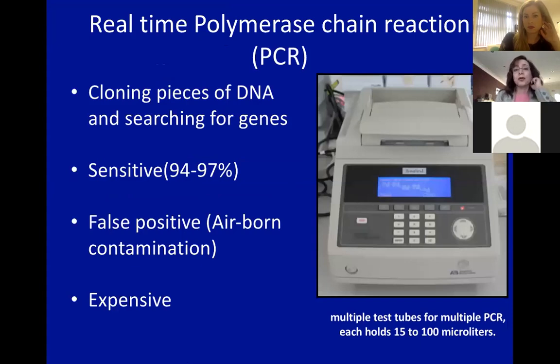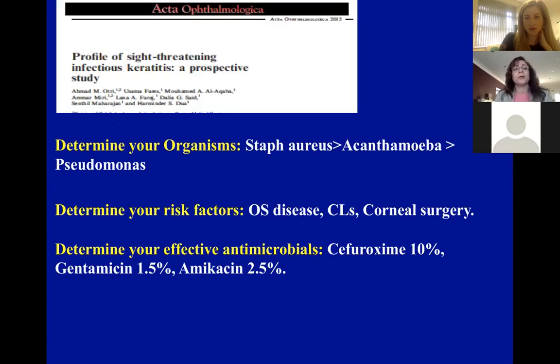This is an example of the PCR machine, and it's quite useful and can give you very good results very quickly, especially with fungal infection, where we can't wait, or with acanthamoeba infection. We just introduced it now in our trust to be used for all cases, not only acanthamoeba, and that's been very good. But remember, you can still get false positive results if you get contamination, and it is quite an expensive modality for investigation.